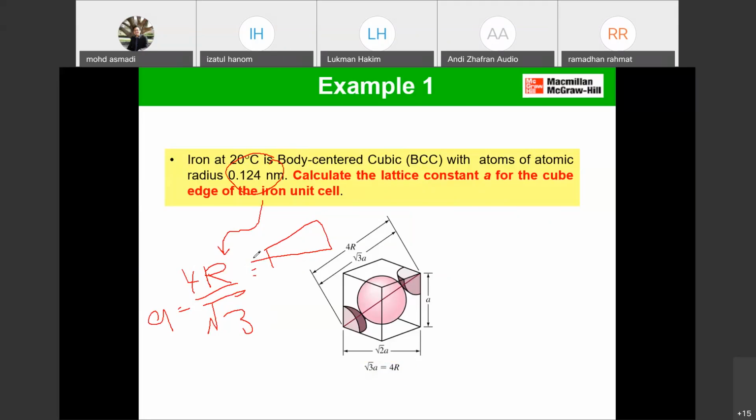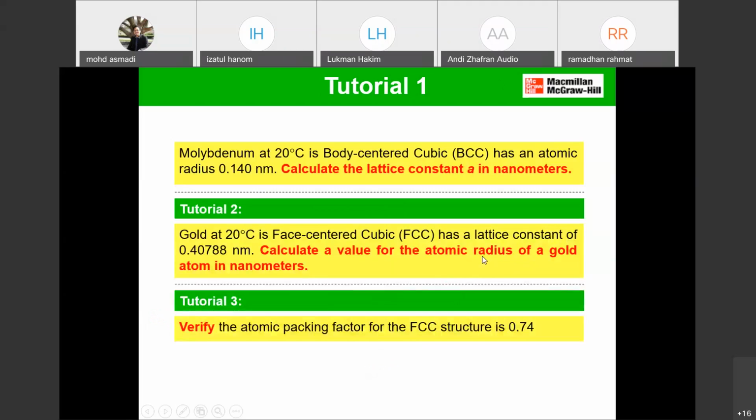So what's the answer for A? 0.286. Okay, Lukman already answered. 0.286. Please look at the Padlet. You can see, right? So thank you, Lukman. Okay, so how about these tutorials?